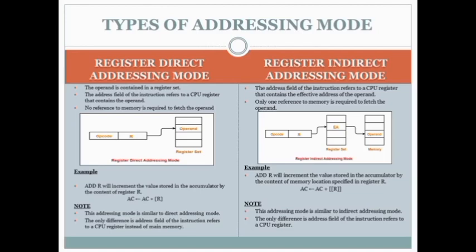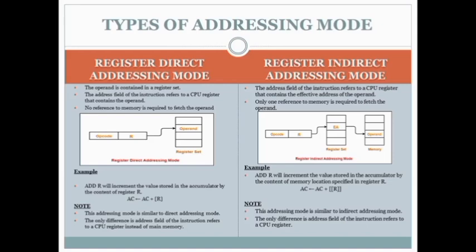Sabi dito, the operand is contained in a register set. So kung ang kinocontain ng direct and indirect addressing mode is the memory, dito naman po sa register addressing mode, ang kinocontain niya na sinasabi dito is register set. So kung makikita natin sa baba, it is determined by register set. And sabi dito, the address field of the instruction refer to a CPU register that contains the operand. No reference to memory is required to fetch the operand. Kung dun po sana na is isa lang, dalawa, dito po is wala.